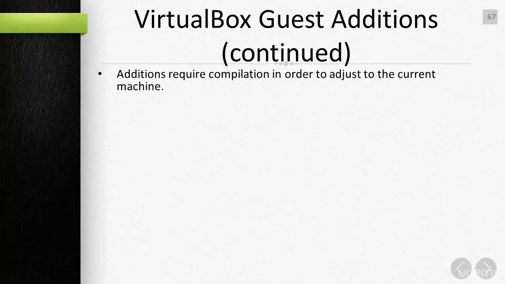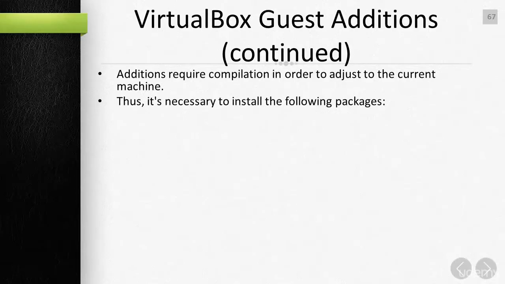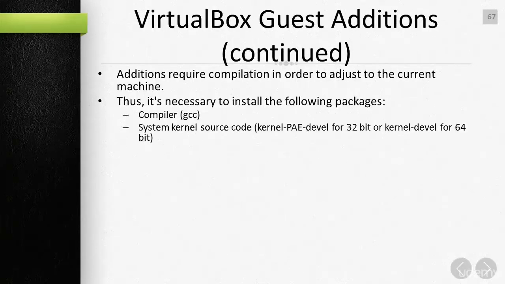Because, as we said, these additions come in a raw form to be used in as many distributions as possible, they require compilation. Fortunately, it's carried out automatically by the installer included on the CD. Compilation, however, means that some other packages must be installed in the system beforehand. First, you need a compiler, for example, GCC. Next, you need the system kernel source code.